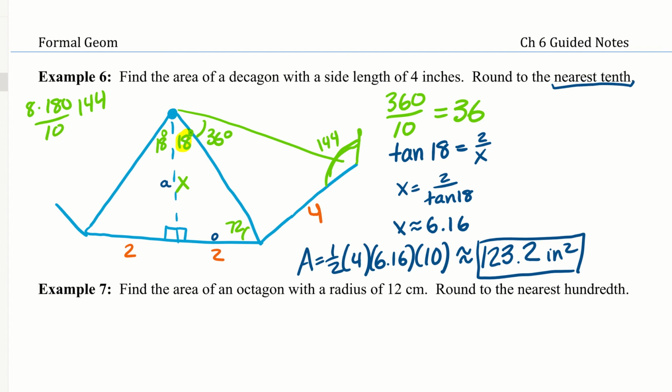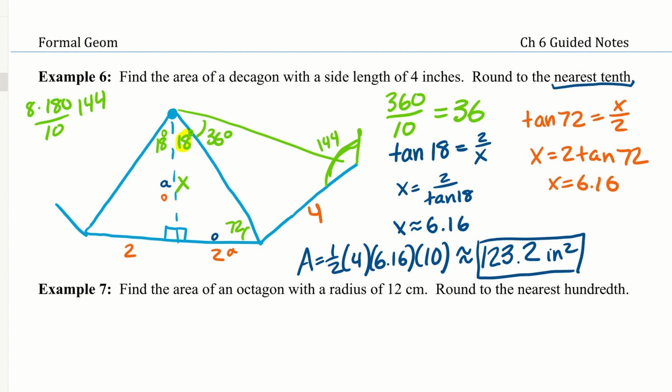But if I were to use 72 instead, then when I set up my tangent problem, I would have had x is my opposite and 2 is my adjacent, and then I would have had tangent of 72 is equal to x over 2. So then x would be equal to 2 times the tangent of 72, which sure enough is equal to 6.16.